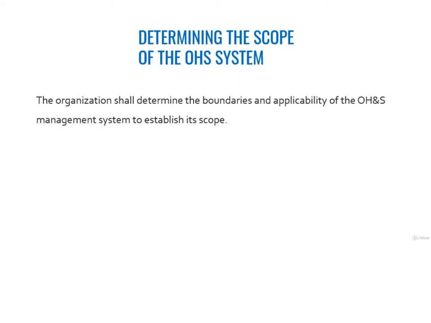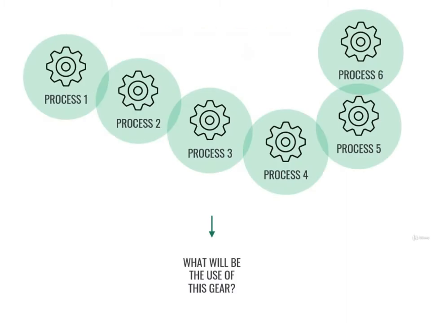In Clause 4.3, called the Scope of the System, the standard says that the organization shall determine the boundaries and applicability of the OHS Management System to establish its scope. What does it mean? It means that the first step of building a management system is finding its scope. It makes sense, doesn't it?